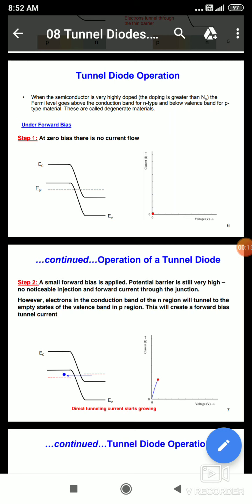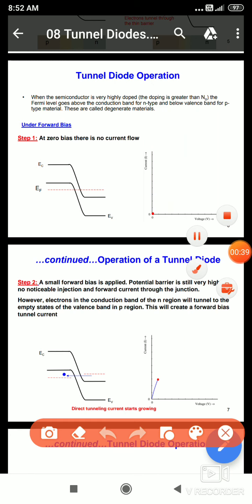When no voltage is applied to the tunnel diode, it is said to be an unbiased tunnel diode. In this diode, the conduction band of the N-type material overlaps with the valency band of the P-type material because of heavy doping, which is shown in the diagram. The left side part is P-type and the right side part is N-type.